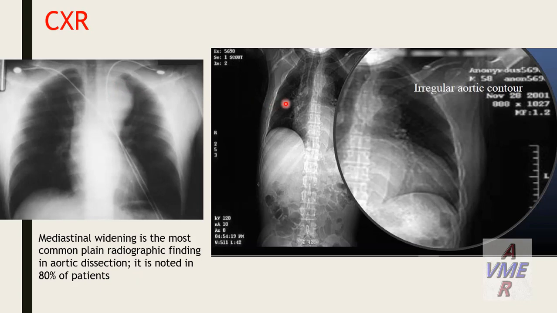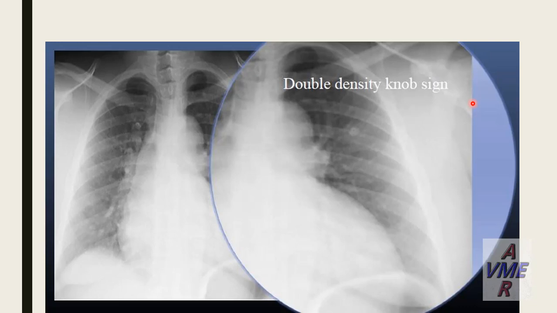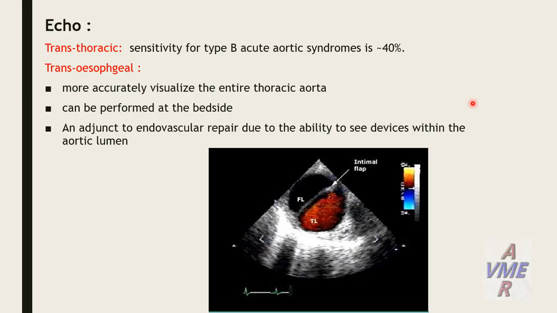We also may have irregular aortic contour and double density knob sign. Echo: we have two types of echo. Transthoracic is less specific and sensitive for type B aortic dissection, about only 40%, and we have transesophageal echo, which is more specific and more sensitive for type B aortic dissection. It more accurately visualizes the entire thoracic aorta.